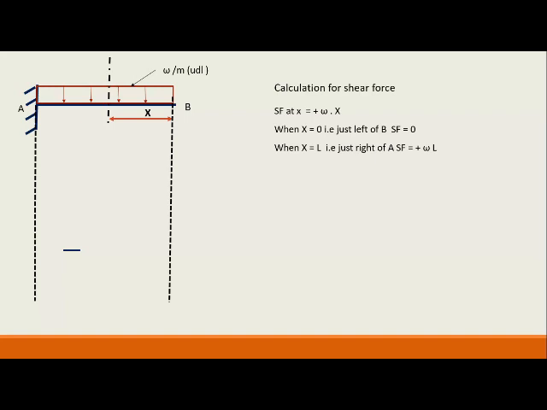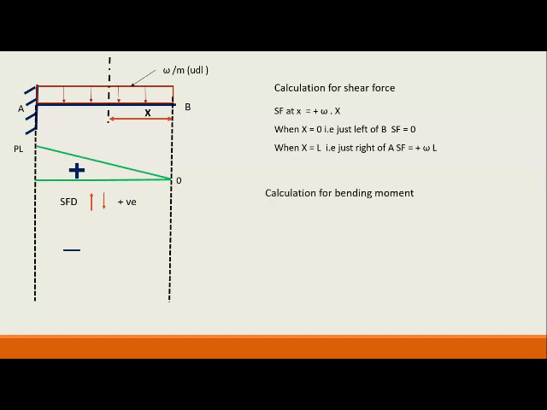So let us draw the SF diagram. So it is 0 here and plus omega L there. So this is the baseline, and as the equation shows, again the variation is a straight line variation. So we have drawn it by a straight line. So it is positive as per the sign convention.